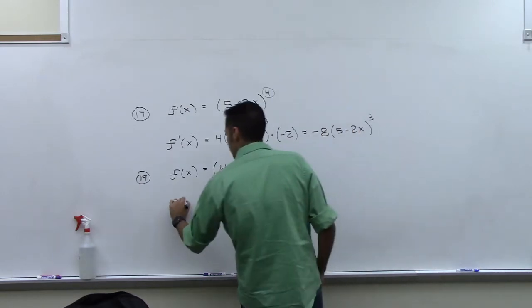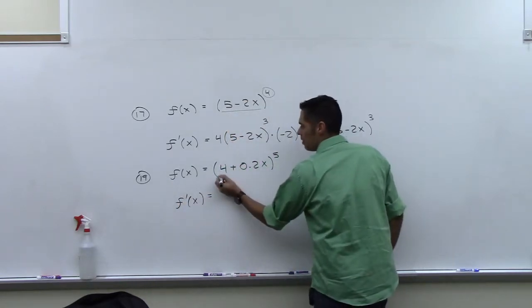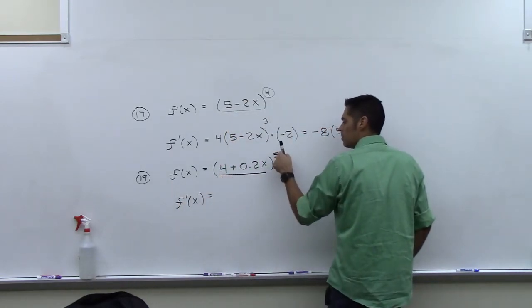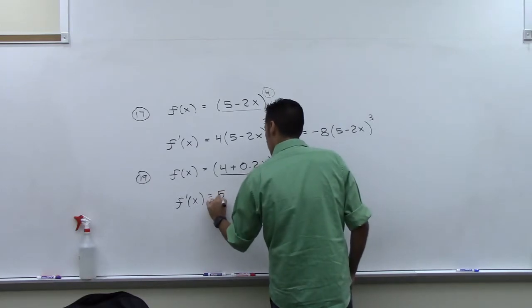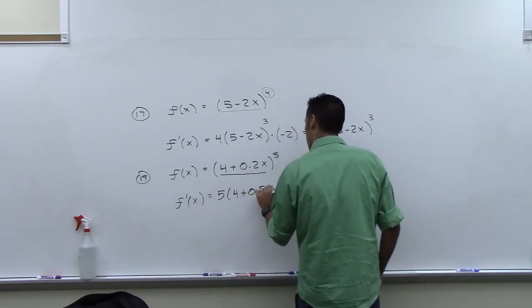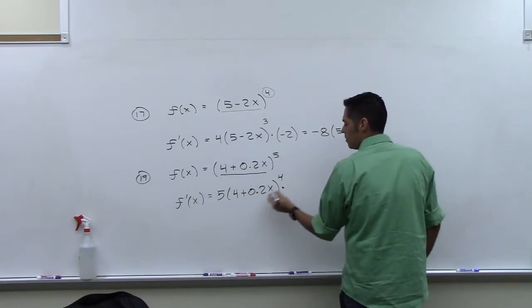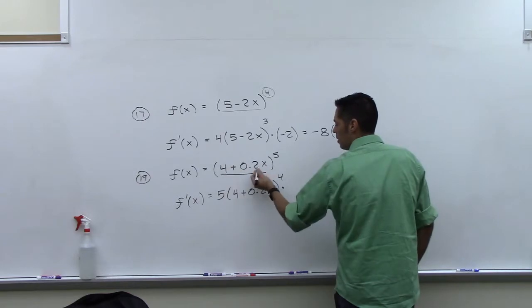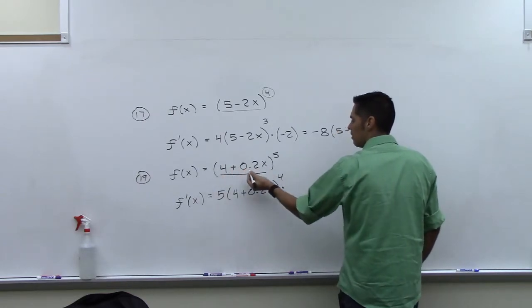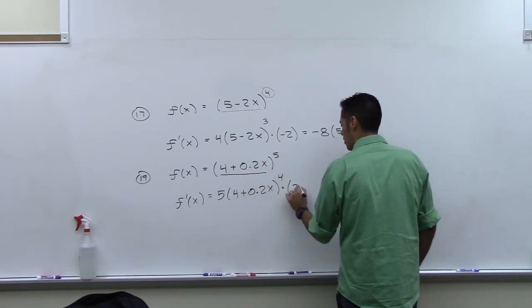All right, so same thing. Derivative of this is equal to, well, we have something here raised to a power. So we're going to pull that power out front, 5. We're going to rewrite what we have. We're not going to touch it. Reduce the power by 1. And then multiply times the derivative of what was in here. So derivative of 4 is 0. Derivative of 0.2x: remember, the derivative of x is 1, and the constant just comes along for the ride. So this is just going to be 0.2.